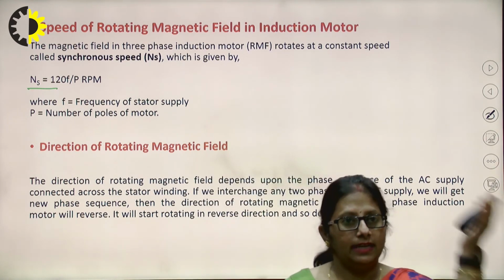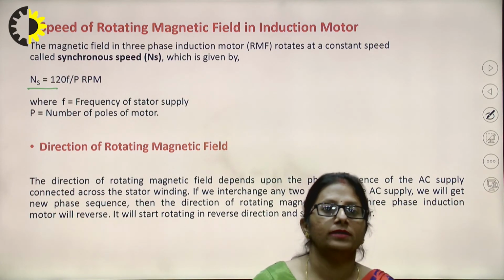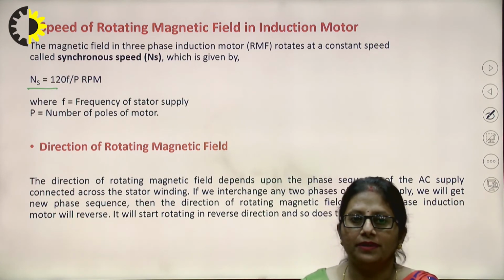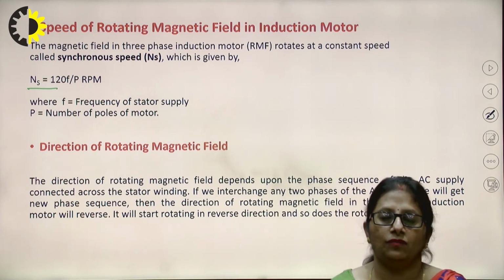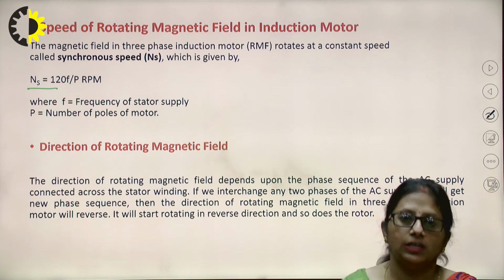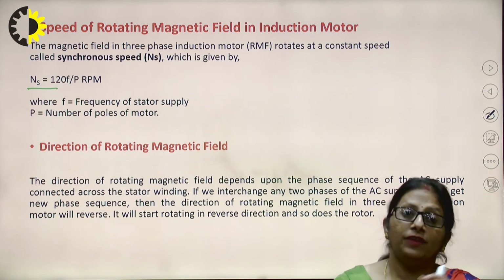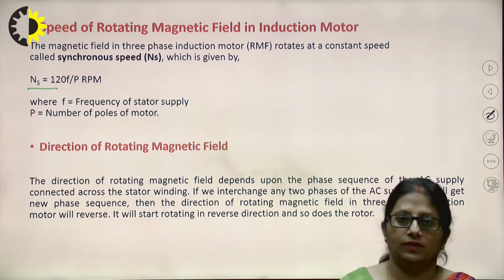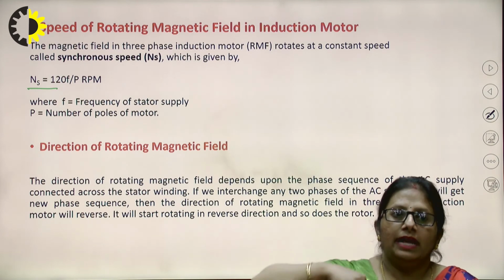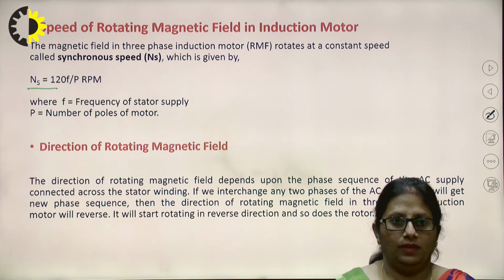And what will be the direction of this rotating magnetic field? Whether it will be clockwise or anti-clockwise, who is going to decide that? Yes, the phase sequence. The direction of this rotating magnetic field depends upon the phase sequence of the AC supply connected to the stator winding. If we interchange any two phases of the AC supply, it will be a new phase sequence, so the direction of the rotating magnetic field in the three-phase induction motor will reverse.